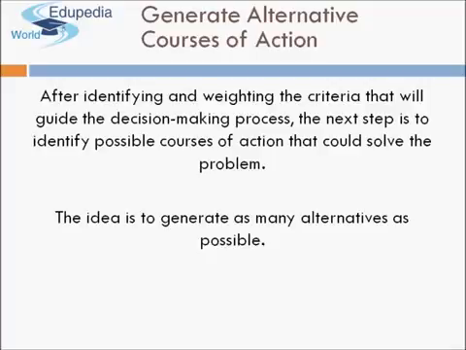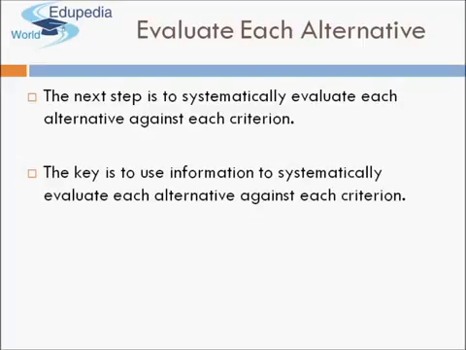So, this particular step is related to generating solutions. As many solutions as you can think of, you need to generate that. After that, the next step is to systematically evaluate each alternative against each criterion. And then the key is to use information to systematically evaluate each alternative against each criterion.